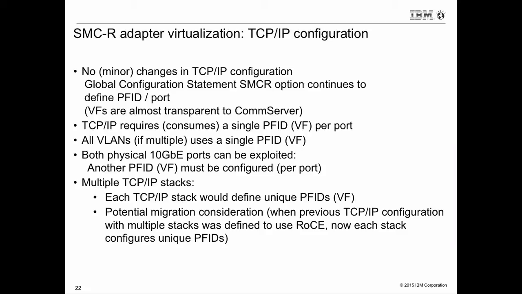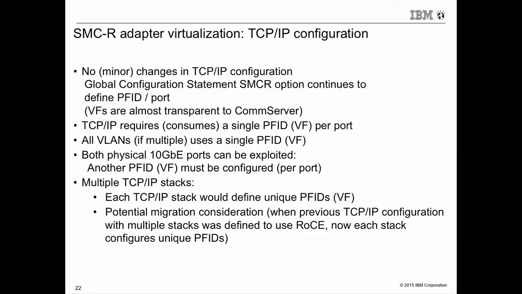In this new model, that configuration will still be supported, but each TCP/IP stack in that z/OS LPAR will need to have a unique PFID for its access. It doesn't need a unique RoCE Express card. It could still point to the same one, but it would be a unique PFID. So that's really a boundary case that I doubt very many customers are impacted by.